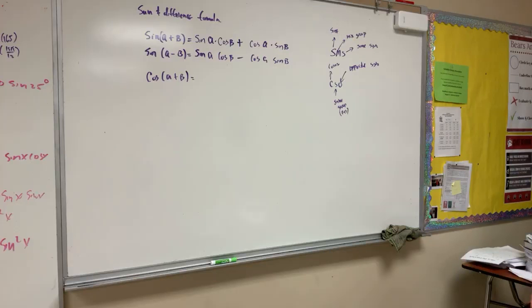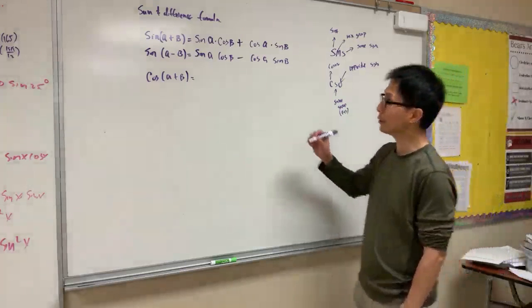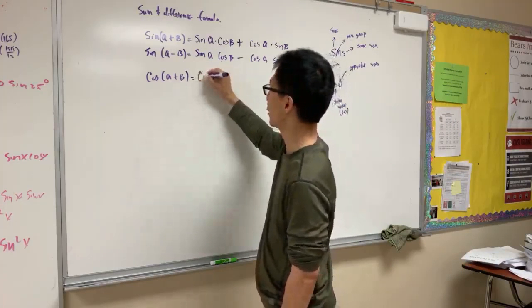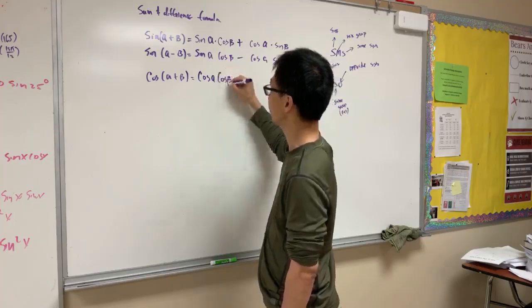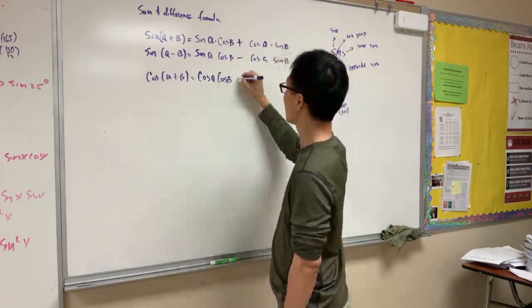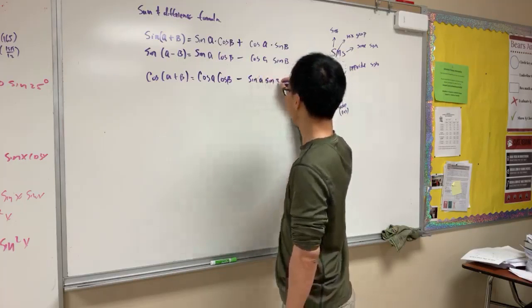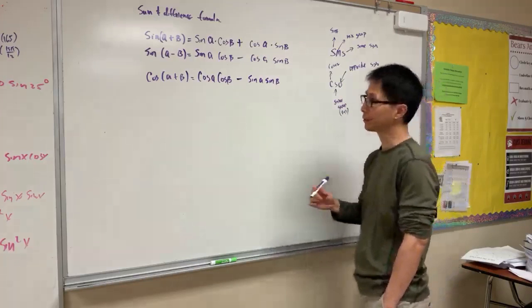Cosine A, cosine B. Oh, so now, okay. If you did it, you probably did it wrong, but that's okay. Cosine of A, and then cosine of B, and then it's just minus sine A, sine B. That's it. So that's like a logic.